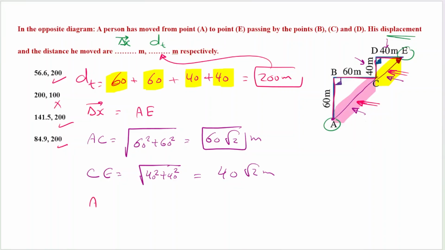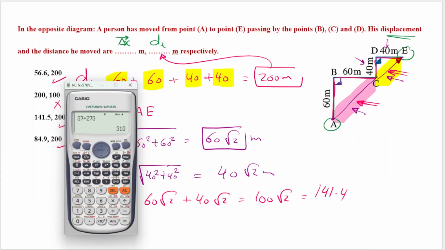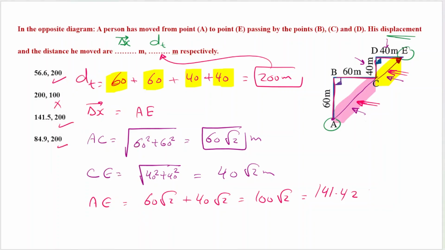Then, to find the length of AE, we will add them. It will be 60 root 2 plus 40 root 2, so it will be 100 root 2, which I think it will be 140. Yeah, it's 141.4, I think. So let's use the calculator. So it's 60 root 2 plus 40 root 2. It's 141.42. The unit is meter. This is the magnitude.